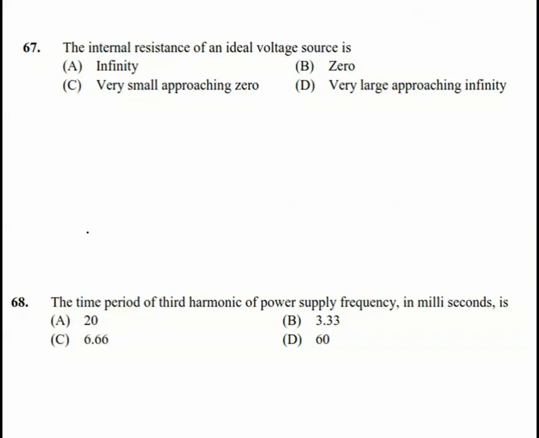And the next question: the internal resistance of an ideal voltage source is. Here there is a confusion between the voltage source and the voltmeter. Generally for a voltmeter, the internal resistance should be infinite. For a voltage source, the internal resistance should be 0. So the answer is that an ideal voltage source has internal resistance 0. So option B is the correct option here.